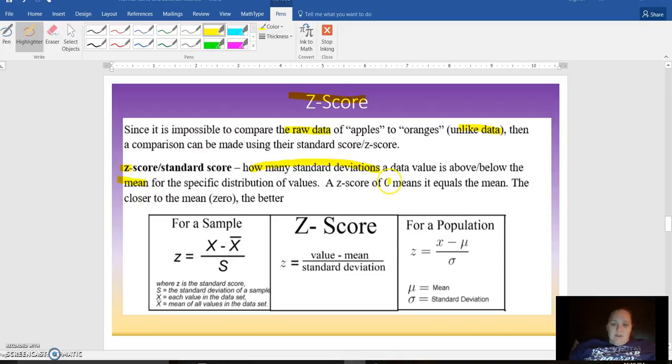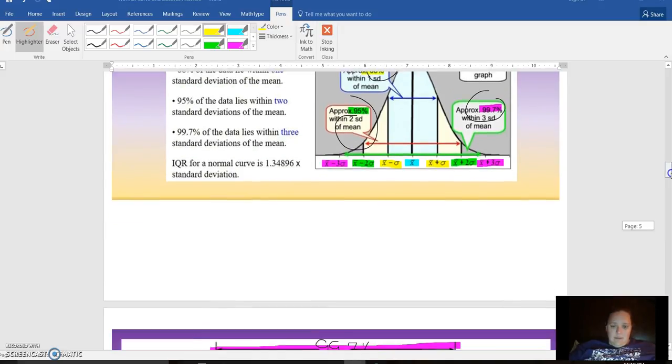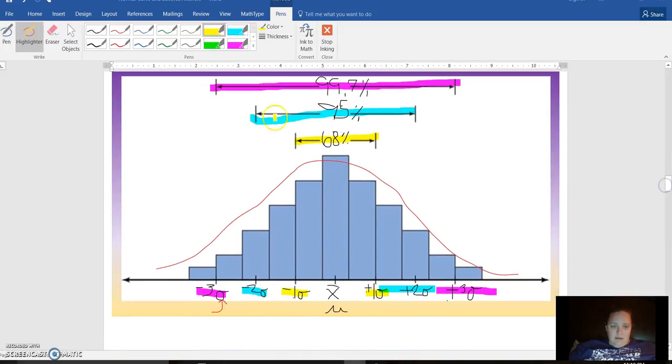All right, a z-score of 0, that's the mean. It's right in the center. So when we did this, here, this is 0, this is negative 1, negative 2, negative 3, this is 1, 2, 3. And 0 is the mean because pretty much everything is centered around that.